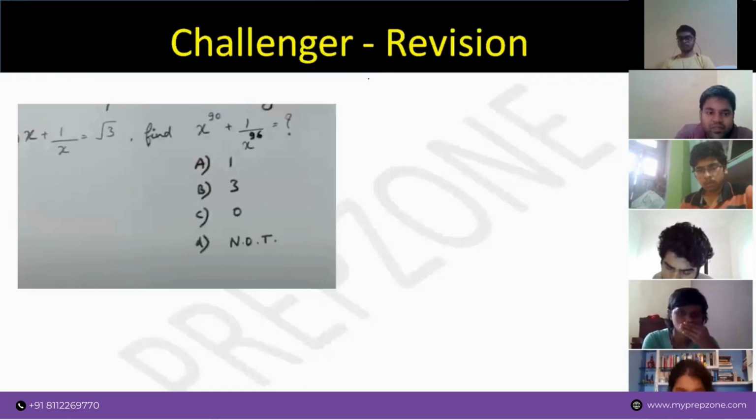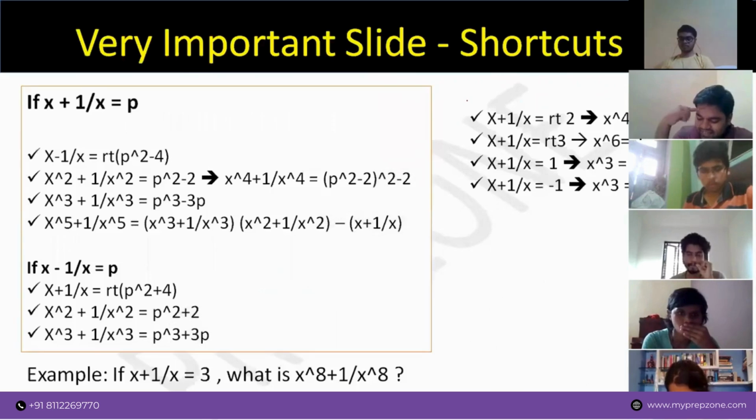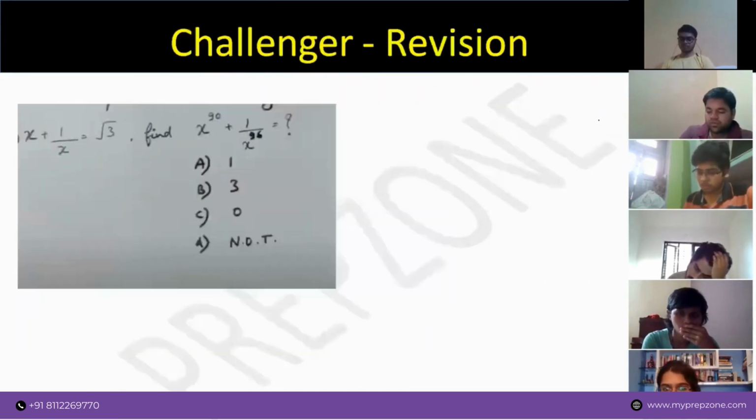It's a simple application, right? Let me go back to that slide. It was: if x plus 1 by x is equal to √3, x to the power 6 has to be equal to -1. That is the only thing you need to apply.